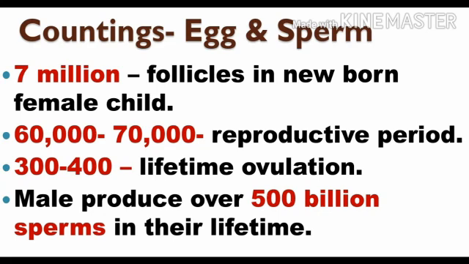Next, we can see the number of eggs and sperm in humans. Seven million primordial follicles are present in a newborn female child. This number is reduced to 60,000 to 70,000 during the reproductive period or puberty. The woman will ovulate only 300 to 400 eggs during her lifetime. On the other hand, men will produce over 500 billion sperm in their lifetime.